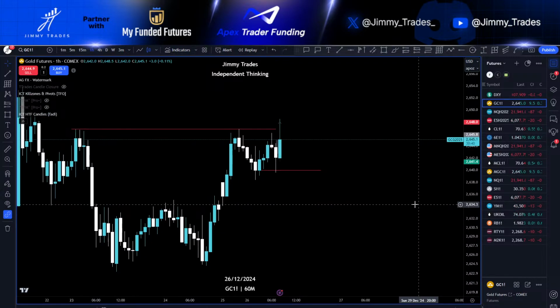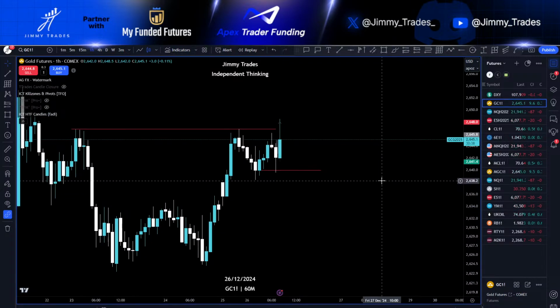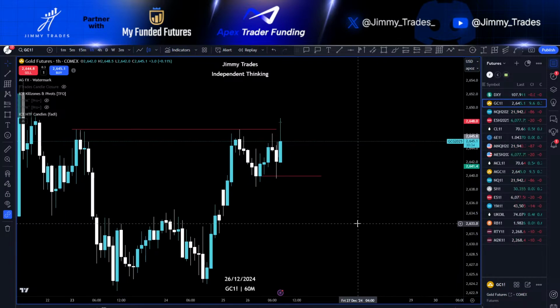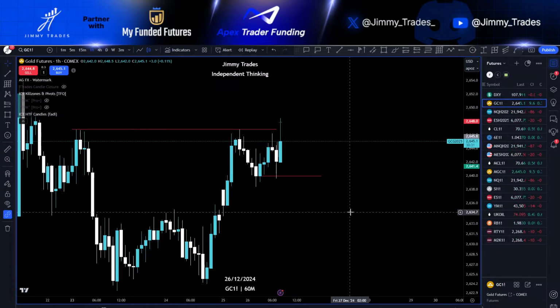How important is displacement for changing the state of delivery, Yazine? It's extremely important. I don't consider it a change in the state of delivery unless there is displacement.